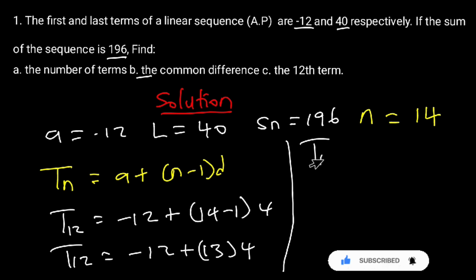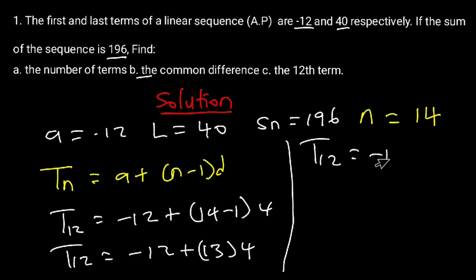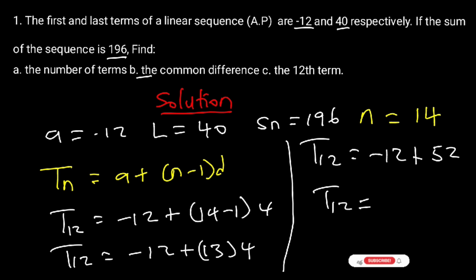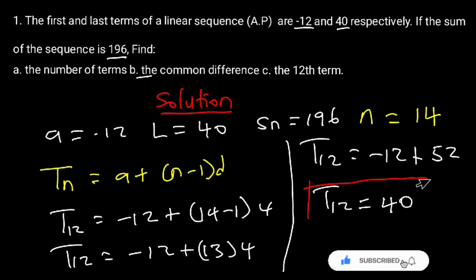So we have that the 12th term is equal to minus 12 plus, now 4 times 13 is going to be equal to 52. So we have that the 12th term is equal to minus 12 plus 52, the same as 52 minus 12, and this is equal to 40. So this is the 12th term in this AP. Let's move to the next question.